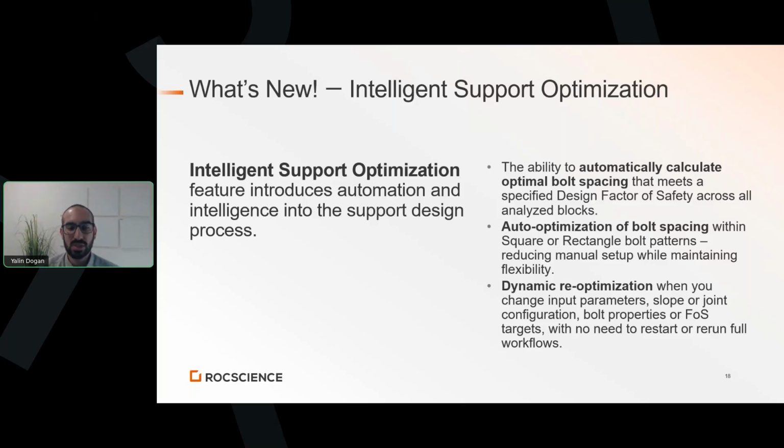blocks. So this new feature introduces automation into the support layout design by allowing us to specify a target design factor of safety and automatically generates an optimal bolt spacing configuration that satisfies it across all analyzed blocks. So this, of course, eliminates the need for trial and error and repetitive manual iteration for the support design. So this helps us arrive at design-ready solutions more quickly, obviously.